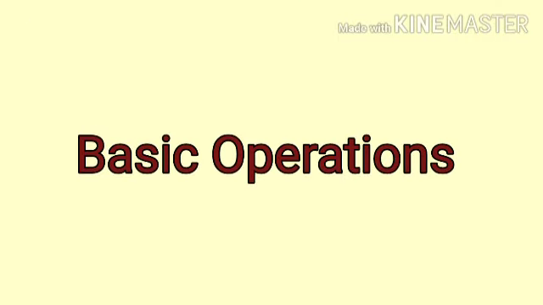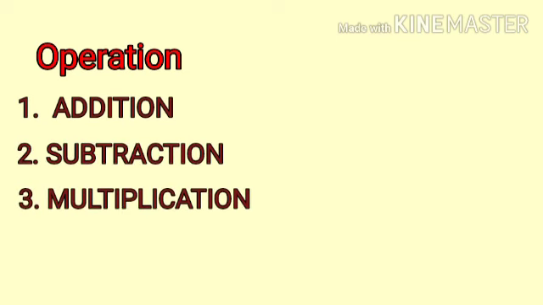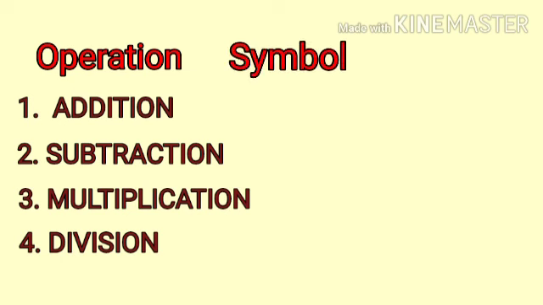Is it clear, children? Once, recall our basic operations. We have 4 basic operations. These are addition, subtraction, multiplication and division. Let us see the symbols which we use to represent these operations.